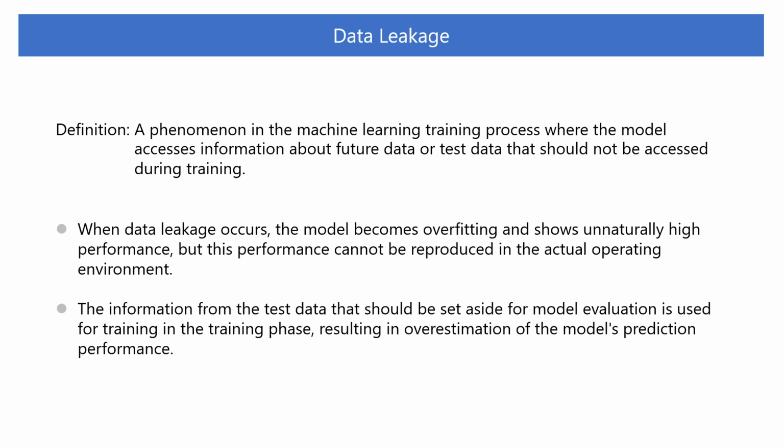Data leakage refers to a phenomenon in machine learning training, where the model accesses information about future data or test data that should not be accessed during training. When data leakage occurs, the model becomes overfitting and shows a naturally high performance. However, this performance cannot be reproduced in the actual operating environment. Specifically, the major problem is that the information from the test data that should be set aside for model evaluation is used for training in the training phase. This leads to incorrect model evaluation, overestimating the model's prediction performance.